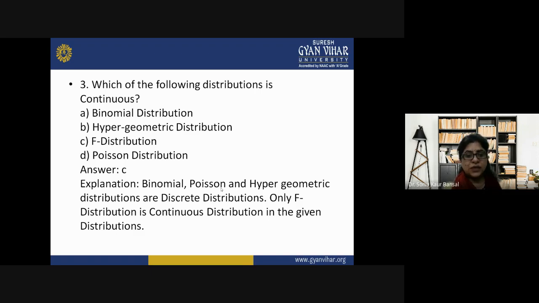Now let's have a look at the explanation, students. Binomial, Poisson or hypergeometric distributions are discrete distributions, where the data is scattered. Only the F distribution is a continuous distribution among the given distributions. That means one value after another continues in a series. So F distribution is considered a continuous distribution in the given options.